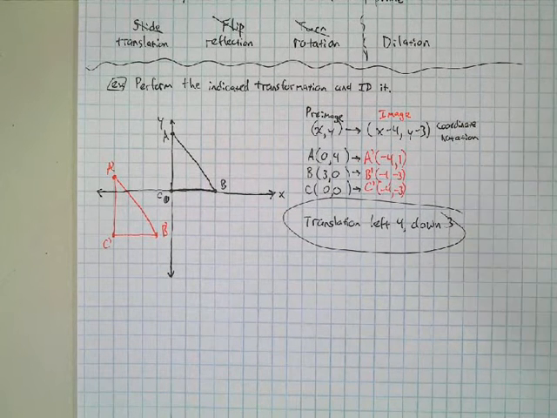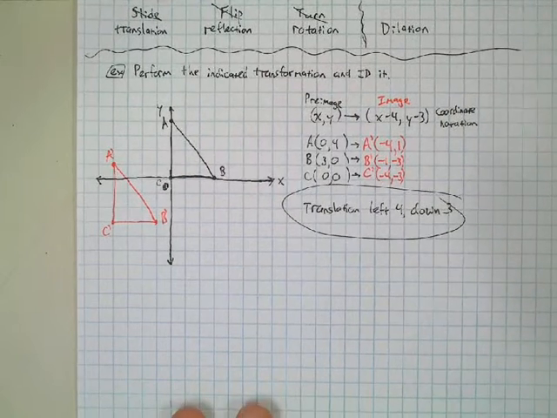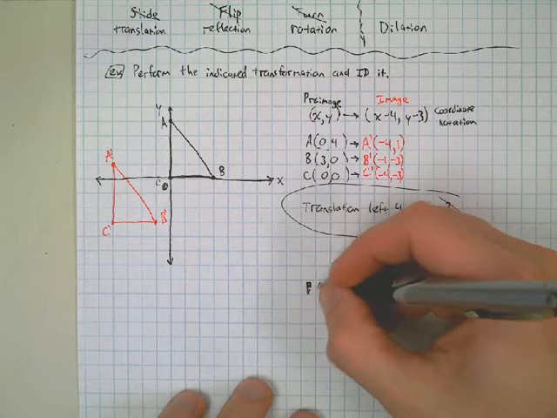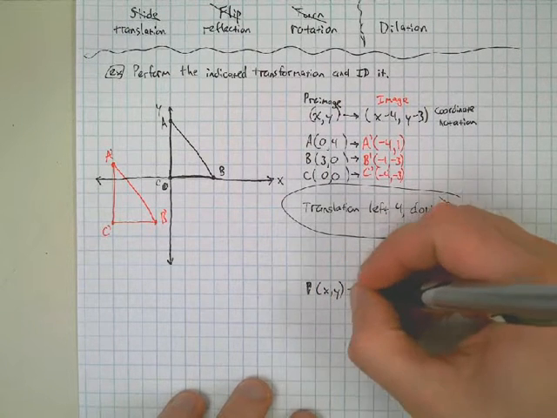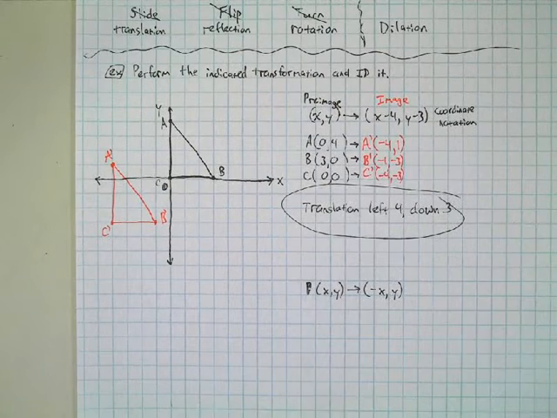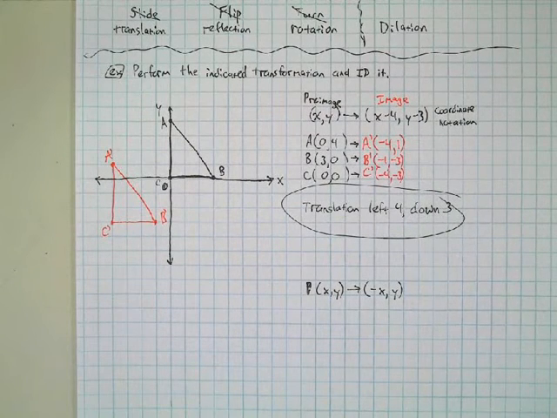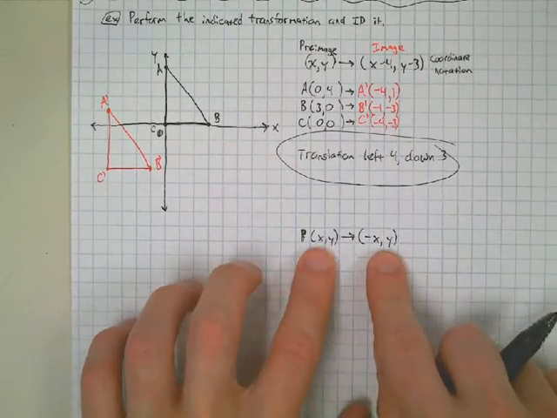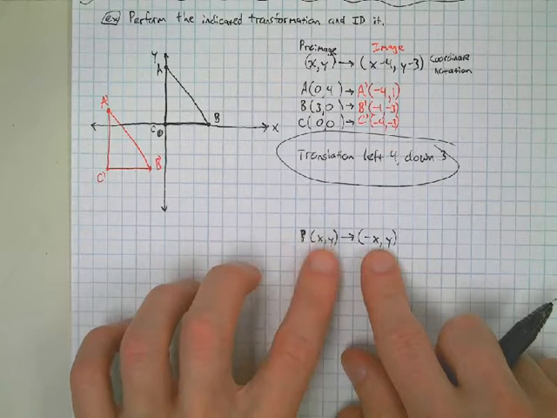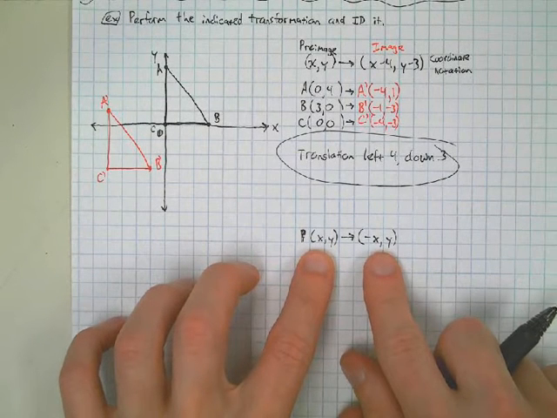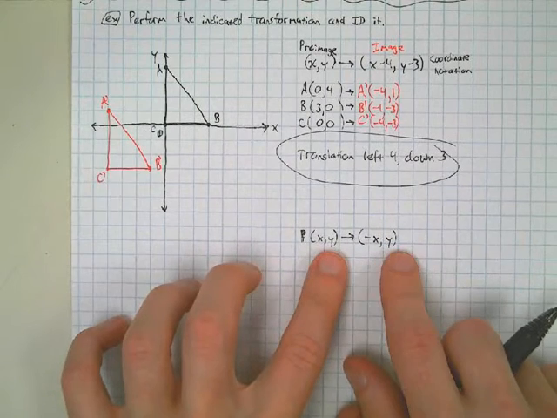All right, let's try another one here. Okay, I'll give us another coordinate notation. So we'll start with x, y, and that's going to go to negative x, comma y. Okay? So let's again think about what's happening here. From our pre-image to our image, what's staying the same? The y. So the y coordinate's staying the same.